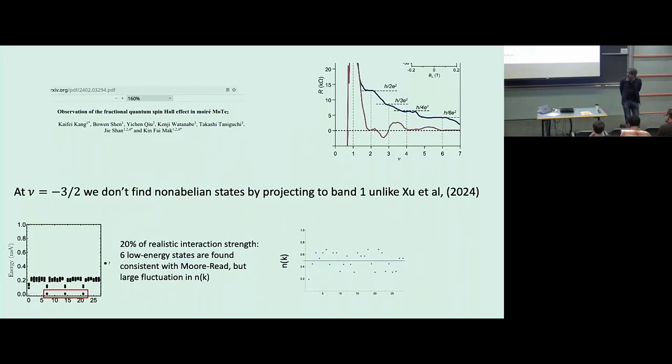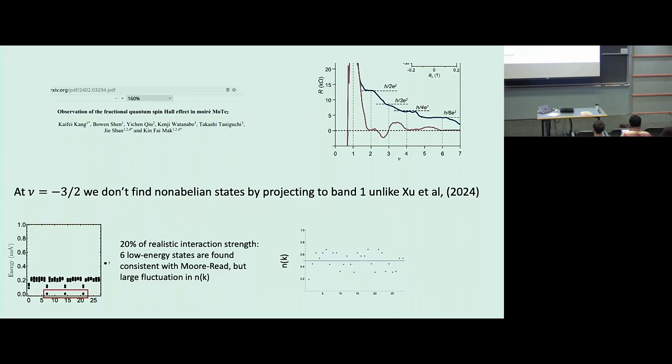Now, the other thing that was mentioned yesterday is this experiment at filling -3½, which could be interpreted as a non-abelian state. There's certainly the experiment, obviously, you can't argue with the data, the experiment shows something very, very interesting. Now, what I'm saying is the theory, and if you do the theory at -3½, unlike papers in the literature, we do not find a non-abelian state.